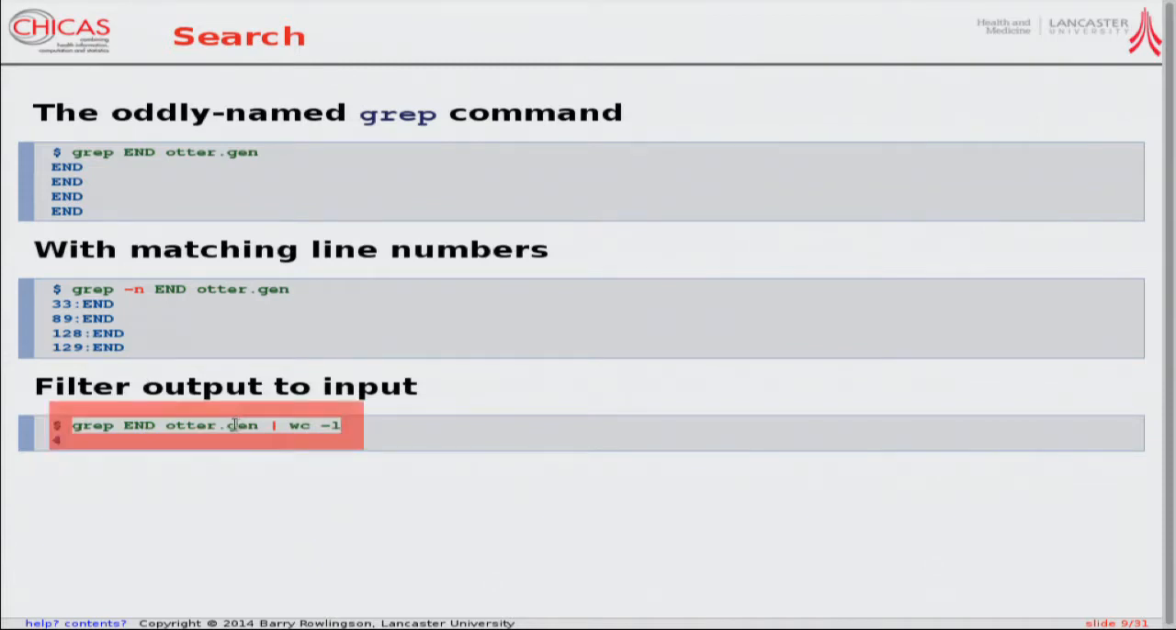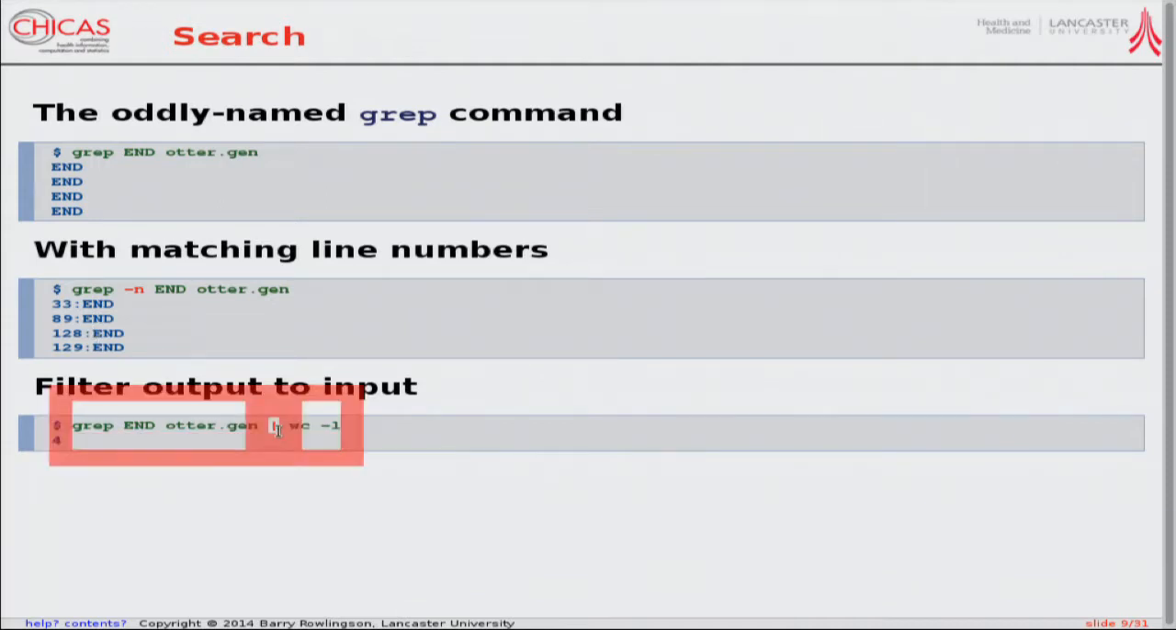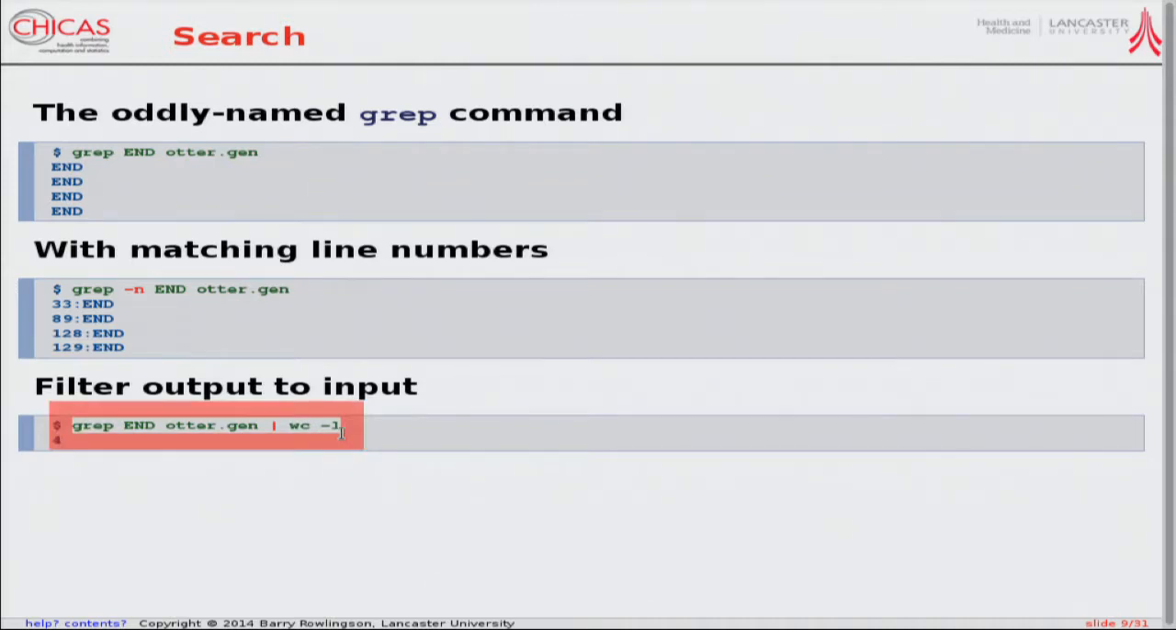Now the other useful thing you can do on the Unix command line is filter the output from one command into another. So if I take that grep, which produces these 4 lines, pipe it using this bar pipe character into word count minus line, it tells me there's 4 of them. Sure, I can count 4 easy enough.